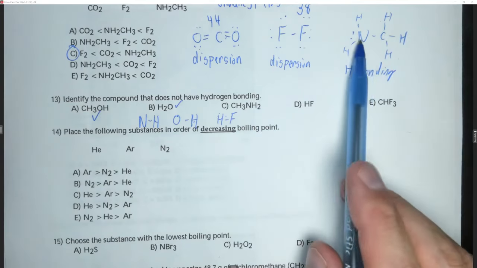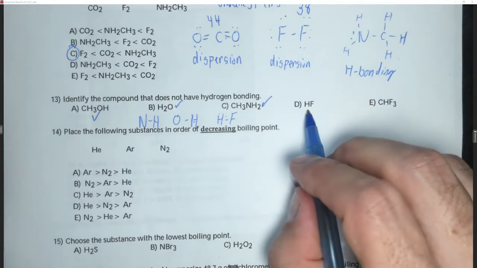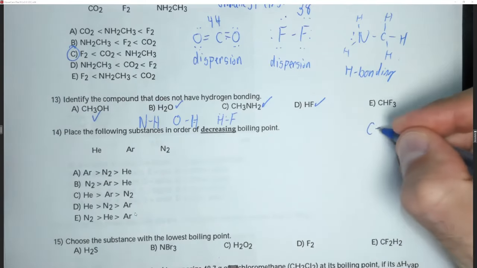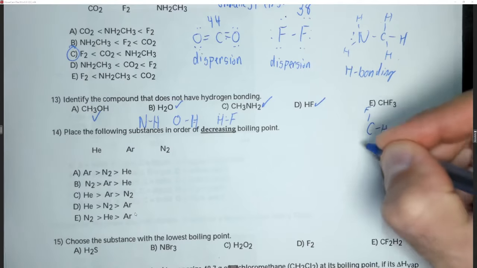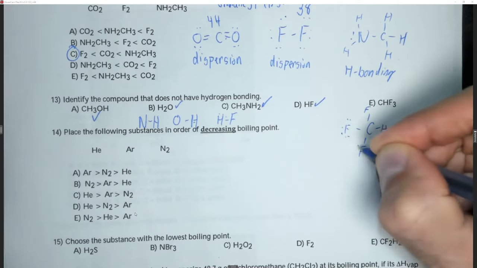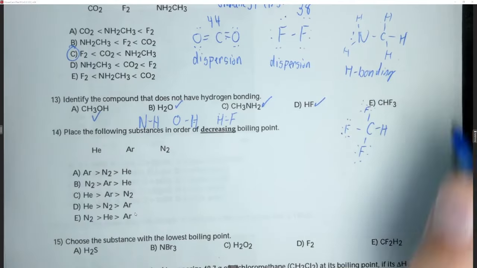Methylamine, we actually drew in the previous example, but these N's are directly attached to this H. HF is the example of an H bonded to an F. And CHF3, which we actually drew in a previous question, although it has both F and H, they're not directly attached to each other. They have to be directly attached in order to have hydrogen bonding.